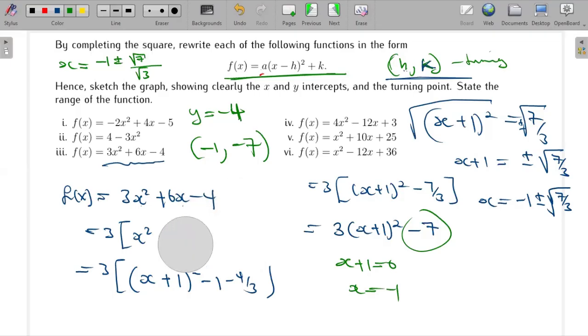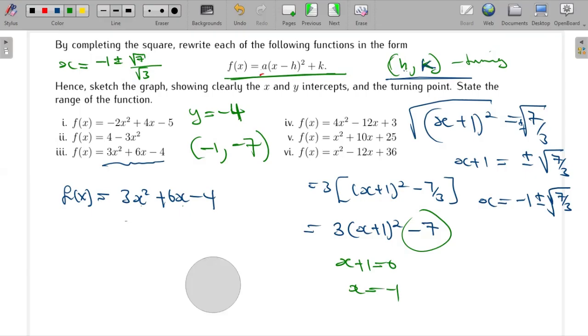Okay, so now we have our turning point, and then we notice that here this is positive. So it means that we expect a graph that will look up. So that's what we expect.